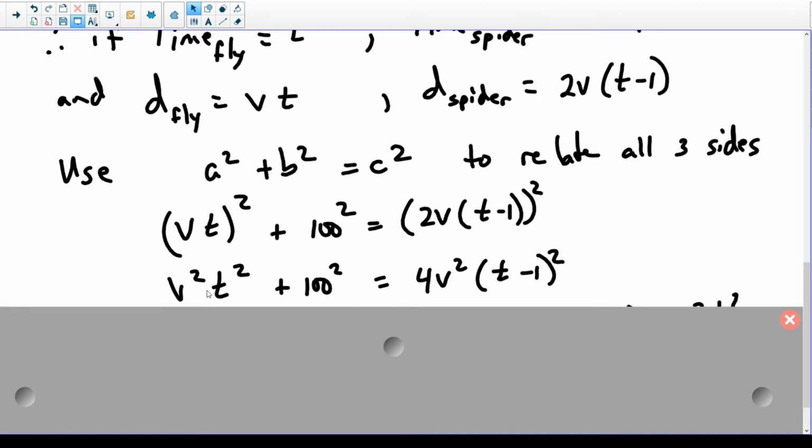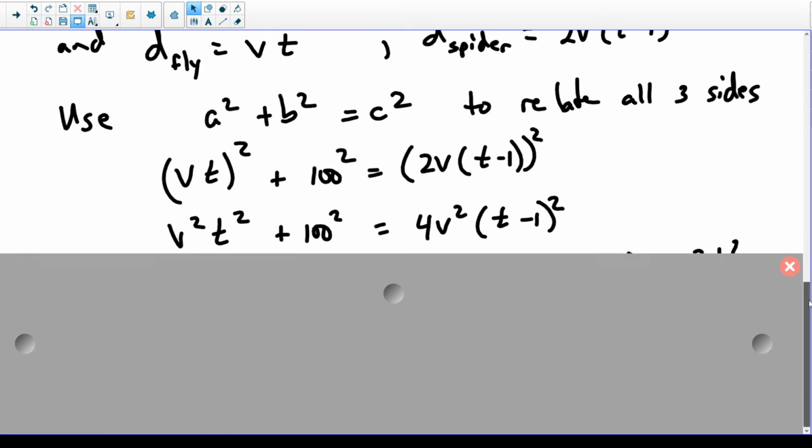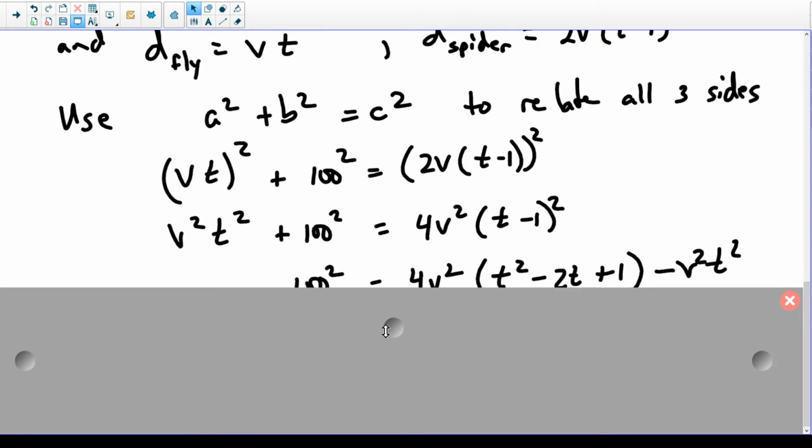And what I did here is I started to expand. So I brought the square in. Because these are multiplying, it just becomes v squared t squared. Now these are also multiplying. So I did this in 2 steps, and some of you may have wanted to do it in 1 step. I brought the 2 into each factor, which gives us 4, 2 squared, v squared, and t minus 1 squared. Now you could have expanded that at the same time. I just chose to do it on a separate line so you saw all the math going on.